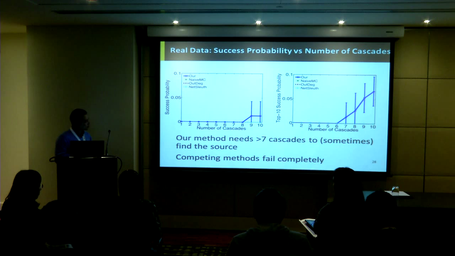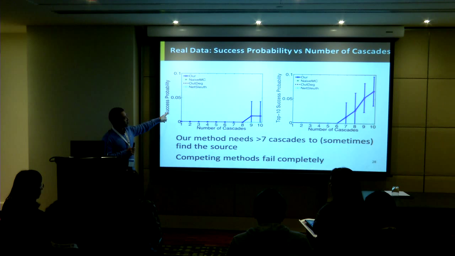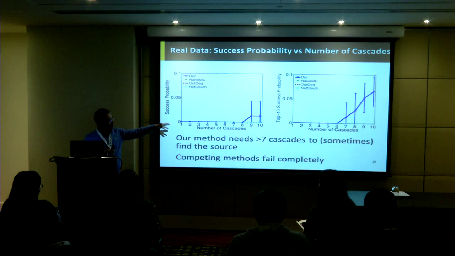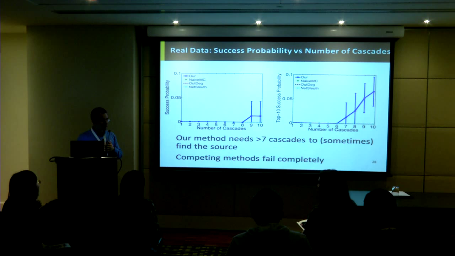So in real data, it's even more complicated. This is a problem with 1,700 sites. If you only are allowed to guess one node as your source, then before you have 8 or 9 cascades, you really can't guess anything. The probability is really low. Only after you can observe more than 10 cascades do you start to guess something reasonable. And if you're allowed to guess the top 10 sites as your sources, and you observe 10 cascades, you will have some probability, sometimes as high as 0.1, of guessing correctly. So it's a really hard problem. I believe both datasets are available on our website, and you can also try it using your favorite algorithm.